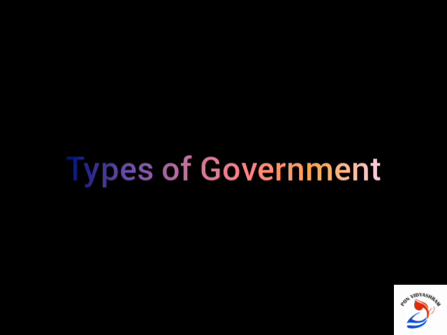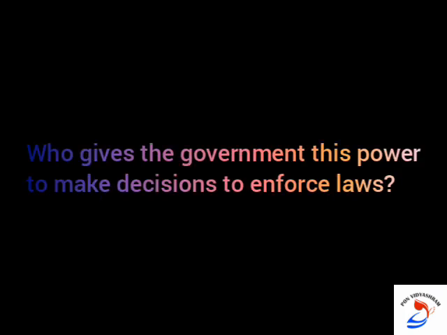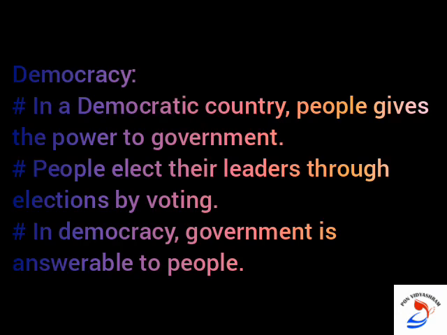Types of government. Who gives the government this power to make decisions and enforce laws? The answer to this question depends on the type of government there is in a country. In a democracy, it is the people who give the government this power. How do they do it? By election. They do this through elections in which they vote for particular persons and elect them. Once they are elected, these persons form the government.